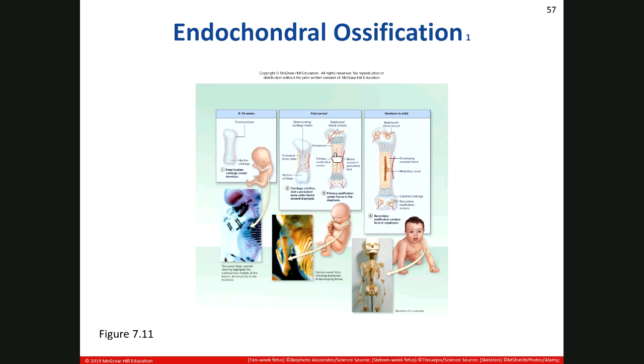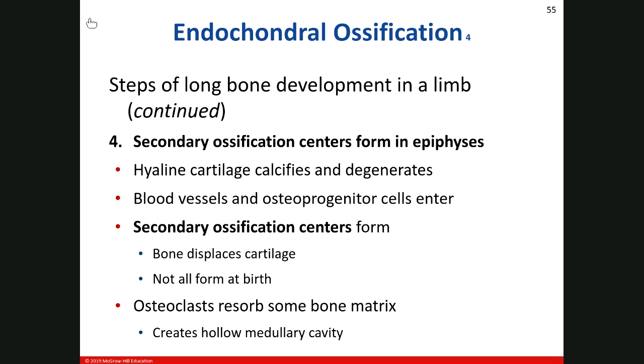So that's what we're seeing here, okay? We're seeing a remodeling of that calcified cartilage matrix, and now we're just tearing it down and replacing it with our bone matrix here, okay? So that's what's going on here, and by week 12, most of our long bones, any of the bones that are involved in endochondral ossification, have this primary ossification center in full effect, okay? All right, so that's step 3. This is the last long one.